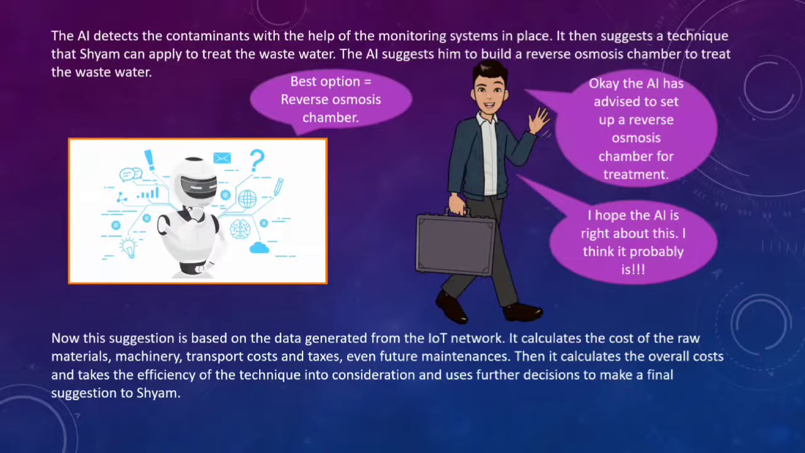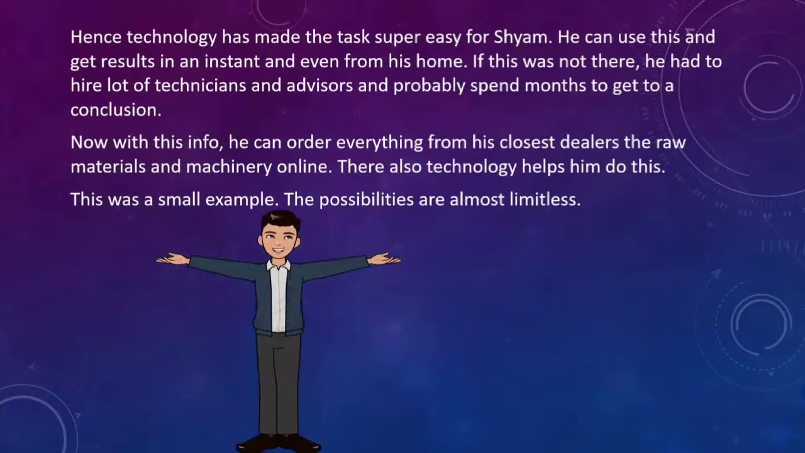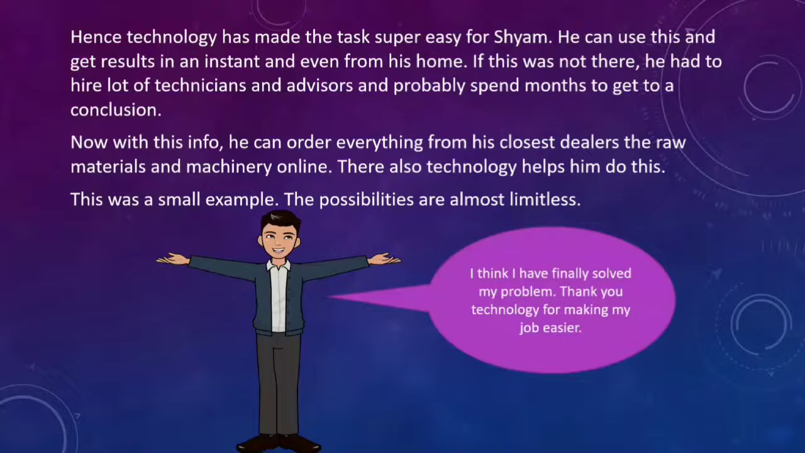Now, this suggestion is based on the data generated from the IoT network. It calculates the cost of raw materials, machinery, transport costs, and taxes, even future maintenances. Then it calculates the overall cost and takes the efficiency of the technique into consideration and uses decisions to make a final suggestion to Sham. Hence, technology has made the task super easy for Sham. He can use this and get results in an instant and even from his home.